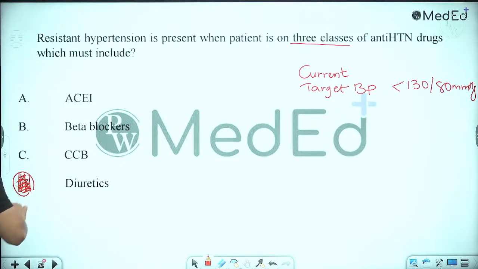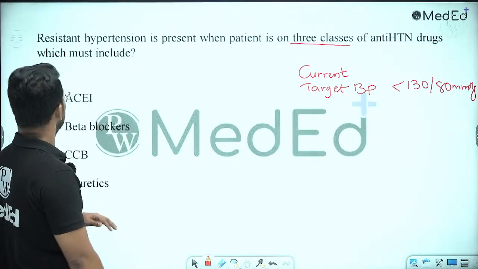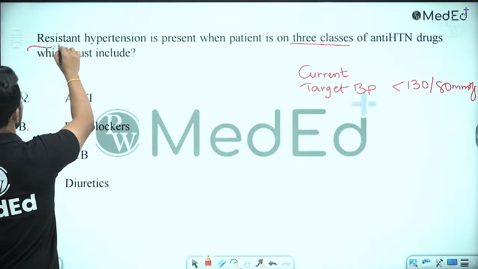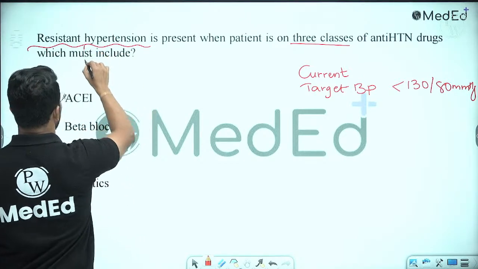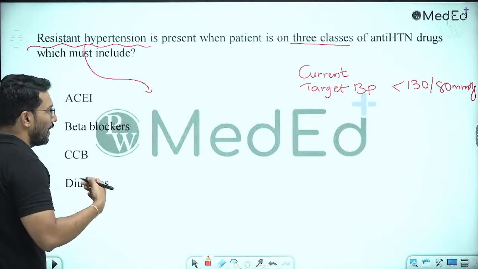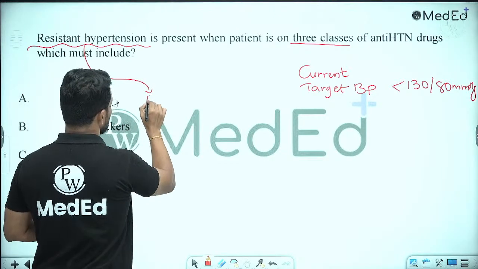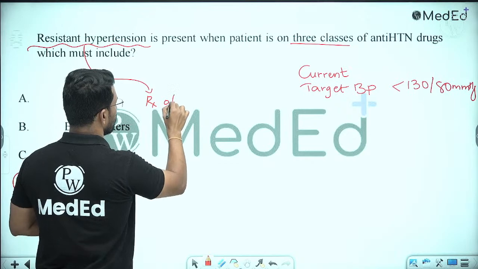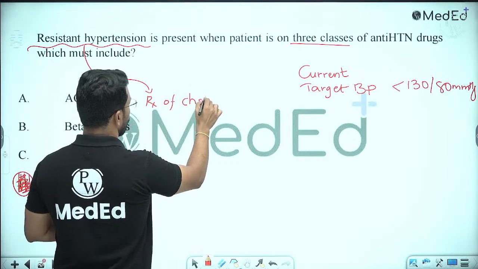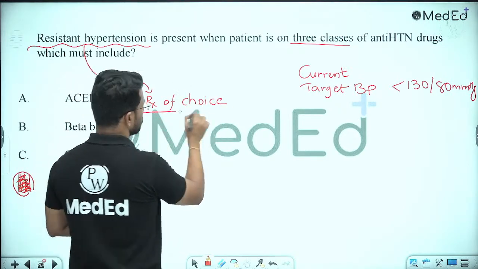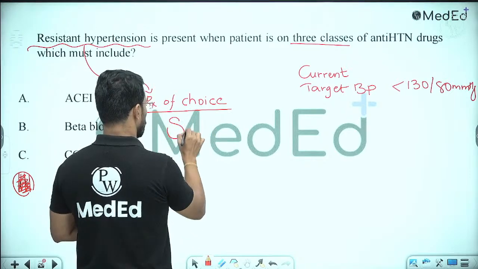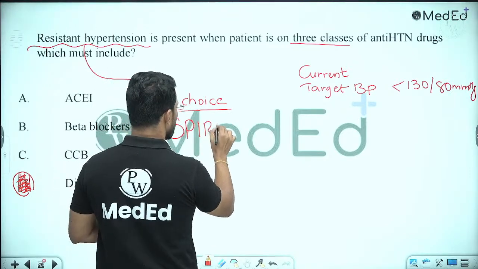And they can also ask you another question. If you have resistant hypertension, what is the antihypertensive that you should be adding? The drug of choice for resistant hypertension is spironolactone.